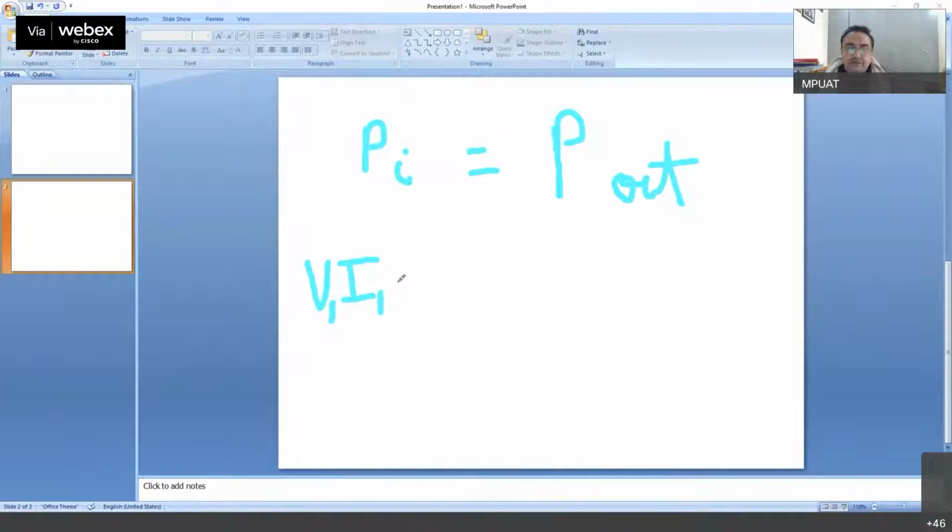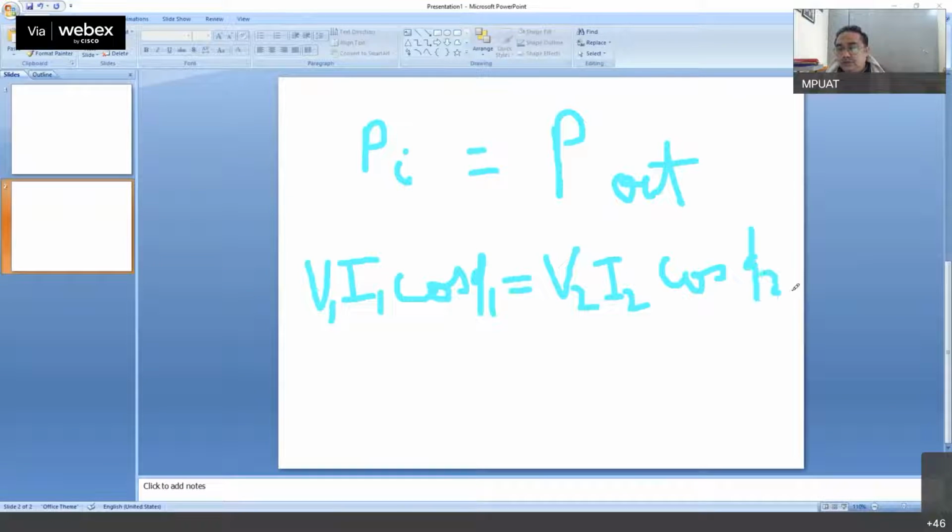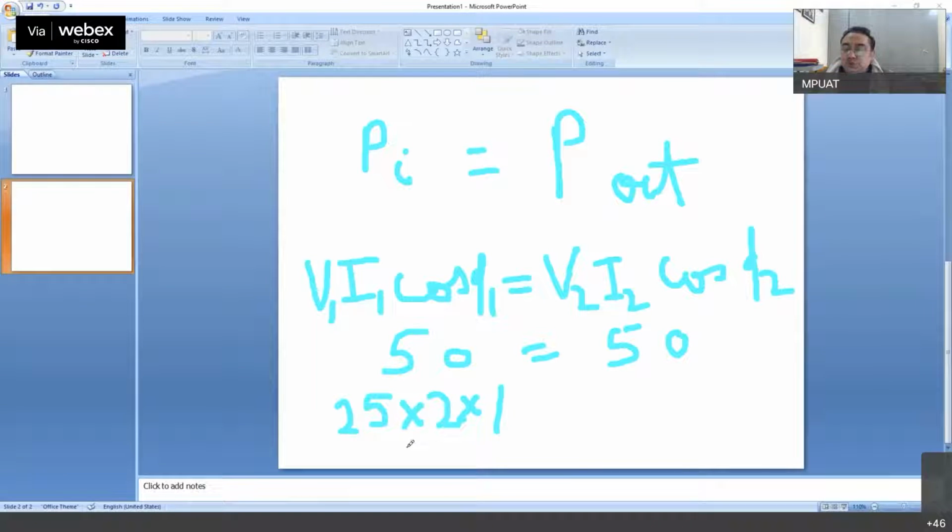Now what is P input? V1 I1 cos phi 1, and V2 I2 cos phi 2. Now let the numerical value of this be 50. So this should also be equal to 50. Clear? Now suppose my voltage is 25, current is 2 and power factor is say 1. So 25 into 2 is 50.